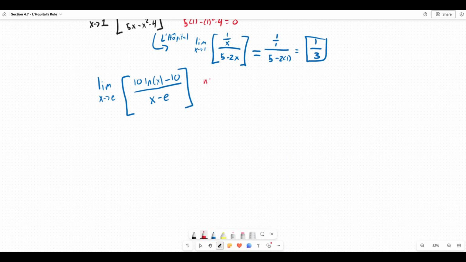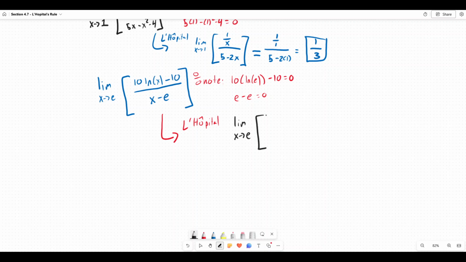Okay, so note 10 times the natural log of e minus 10 is 0, and x, which is e, minus e, is 0. This is a classic 0 over 0. So what do we do? As always, we invoke L'Hopital. This is going to be the limit as x approaches e of, the derivative is going to be 10 over x minus 0, divided by 1. Or we get 10 over e.